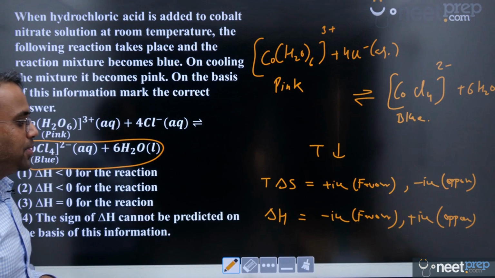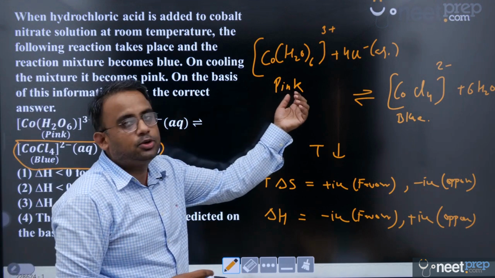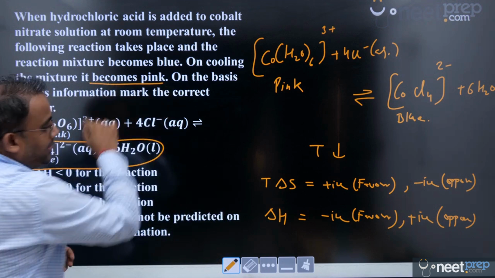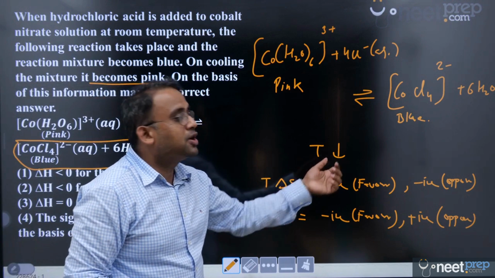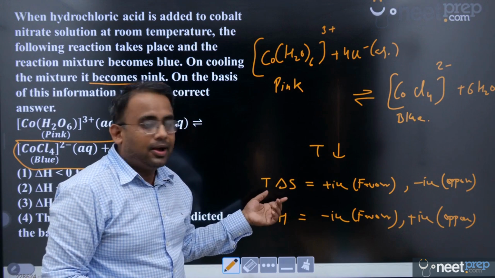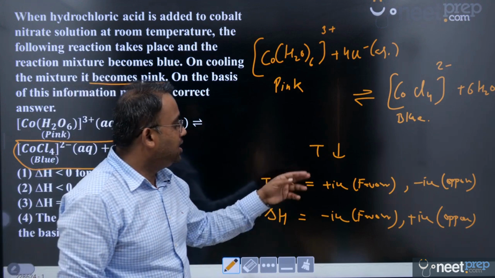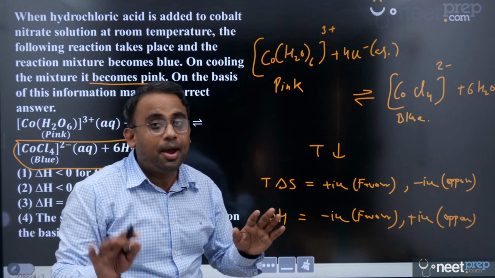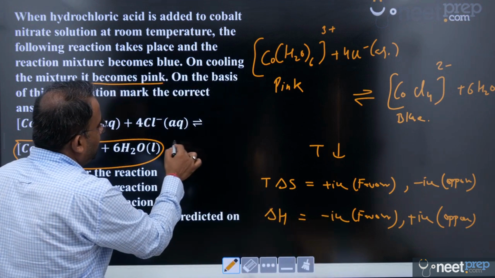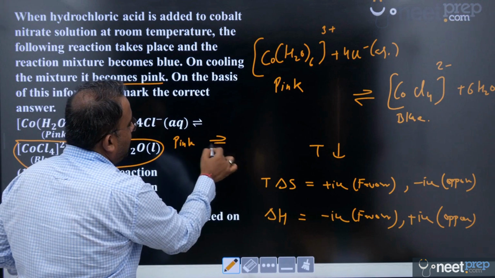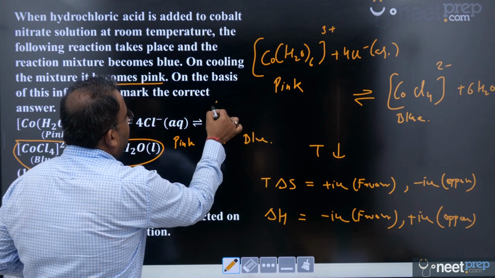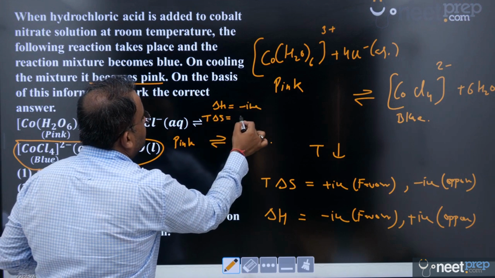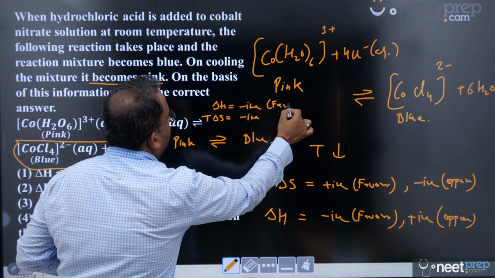Now with increase in temperature, the equilibrium has shifted towards backward direction. Why so? Because it says it becomes pink, which means that temperature factor should be along with delta S in such a manner so that if I decrease temperature, the reaction shifts in backward direction. Okay, let's do one thing. Here I have pink color and here I have blue color. Let's say delta H is negative and T delta S is also negative. It is favoring my forward process.